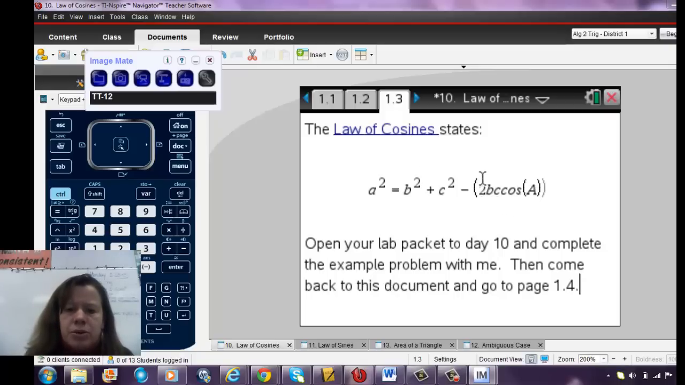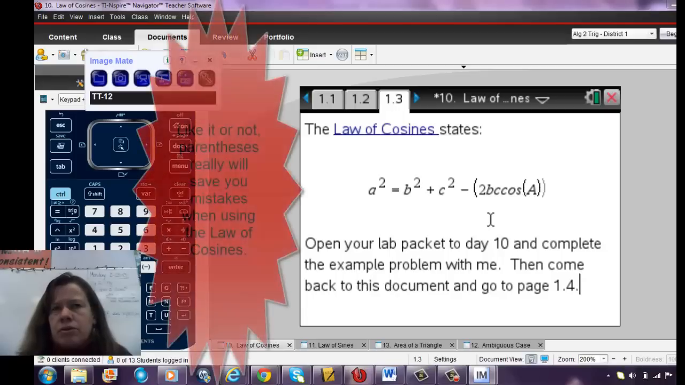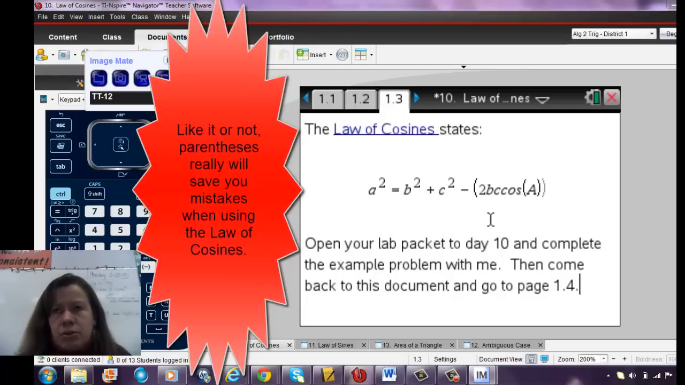Students who do not encase the 2bc cosine a, or whatever your variable names are, in parentheses after the subtraction sign will get these problems wrong. It's a PEMDAS thing. The parentheses remind you about order of operations and that you need to deal with that stuff first. And that 2 times b times c times cosine a is all one chunk of information. It's all being multiplied. It all goes together after that subtraction symbol.